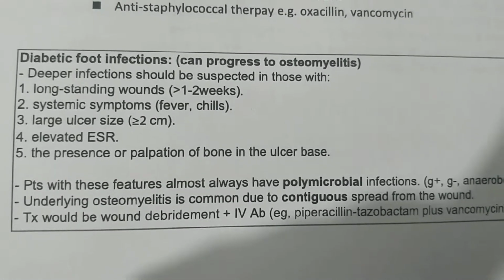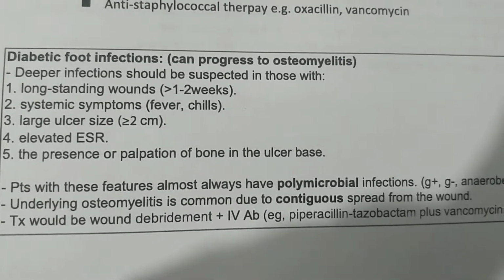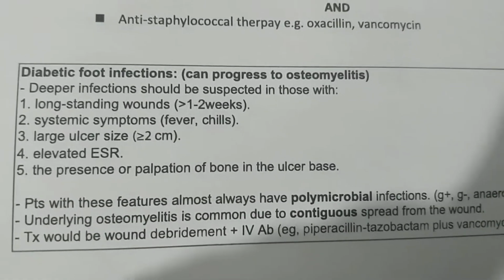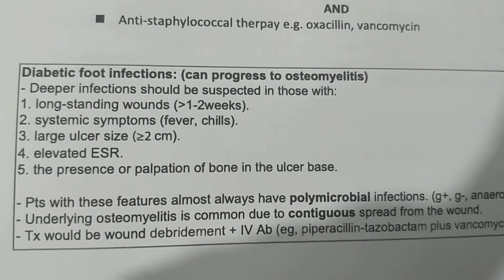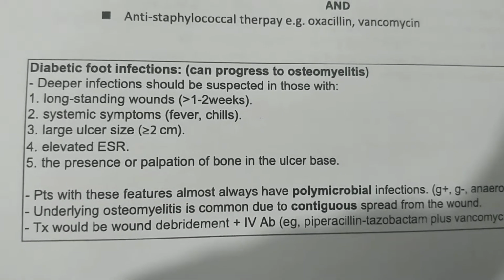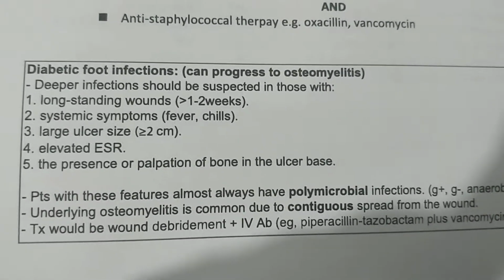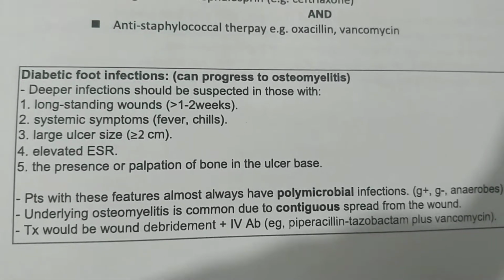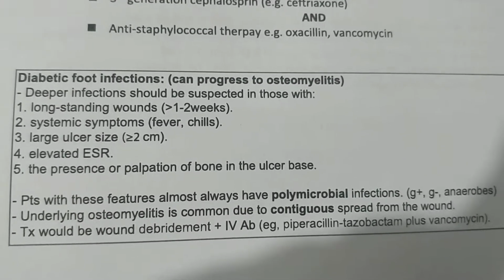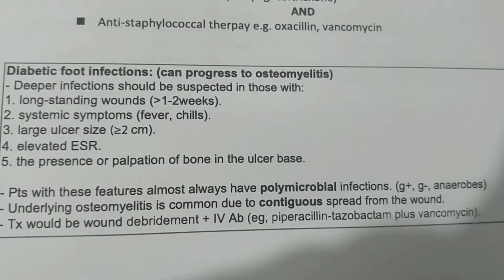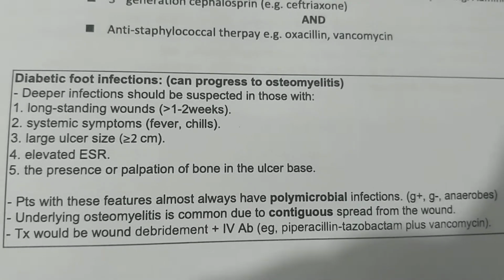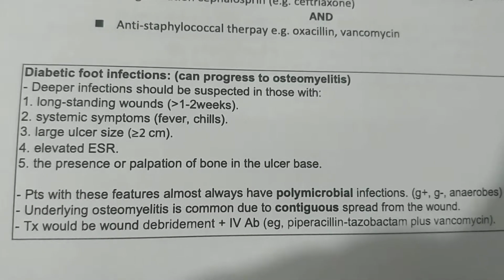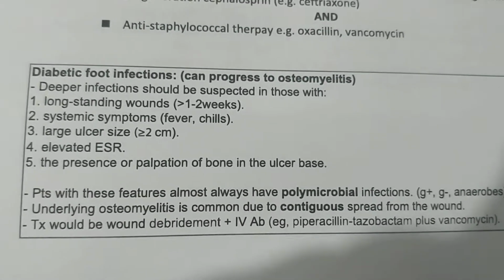Osteomyelitis should be suspected in them if it is a long-standing infection that is greater than 1 to 2 weeks, and if we have systemic signs like fever, chills with elevated ESR, and also the local sign, that is the ulcer is large, greater than 2 centimeters, and we can palpate some bone in the ulcer base. So patients with diabetes have osteomyelitis. So what do you think? Which microorganisms? It must be polymicrobial, gram-positive, gram-negative, anaerobes. And it is due to contiguous spread from the wound. Treatment would be to remove the wound, that is wound debridement plus IV antibiotics.